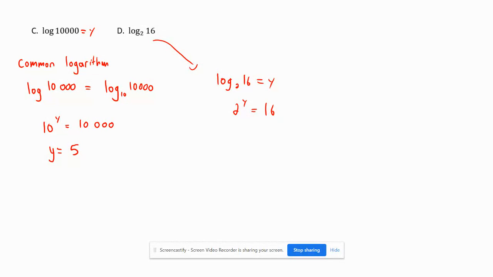Guys, if you struggle with this as well, we talked about it in our last unit: how do we solve exponential equations? 16 can be written as 2 to the power of 4, so therefore y equals 4. This is how we can do this as well. There's also a way in class that you can do these on your calculators, and I will definitely show you how to do those in class, on the calculator screen.